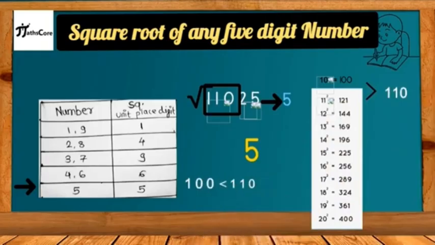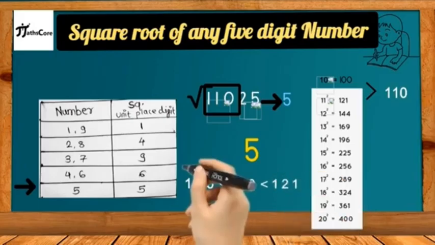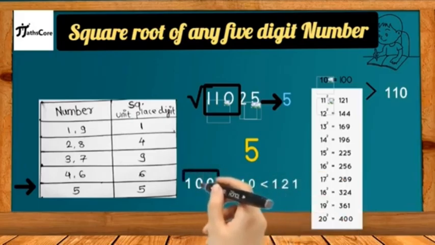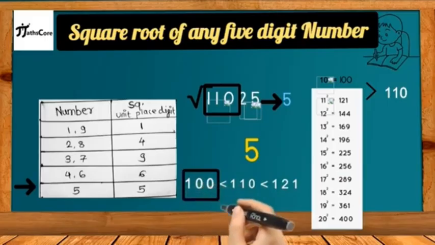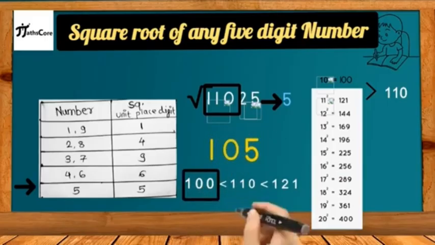Now we need to select the smaller perfect square than 110, which is 100, and the square root of 100 is 10. So we need to mention it before 5. So here is the final answer, 105, which is the square root of 11,025. And in this way you will get the square root of any 5-digit number within a few seconds.